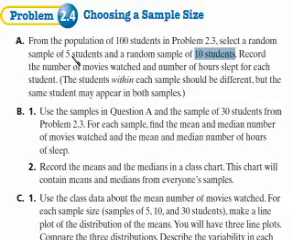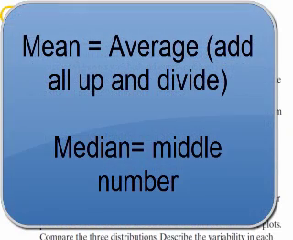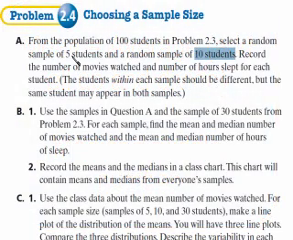Question B, use the samples in question A and the sample of 30 students from problem 2.3 to find the mean and median numbers of movies watched and the mean and median numbers of hours of sleep. So go back to your 30 students, find the mean and median of the movies watched and hours they slept. For your sample of 5 students, find those 2 measures of center, and for the 10 students, find those 2 measures of center. And then record the means and medians in the class chart.